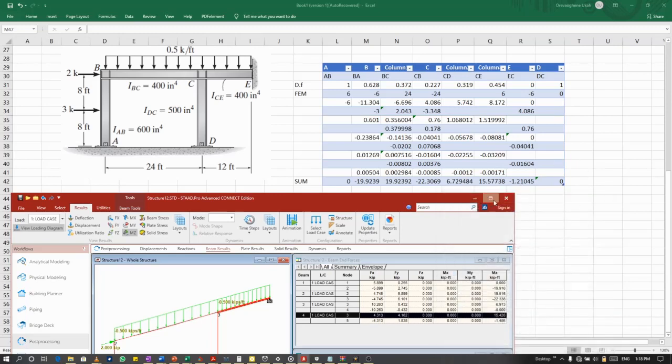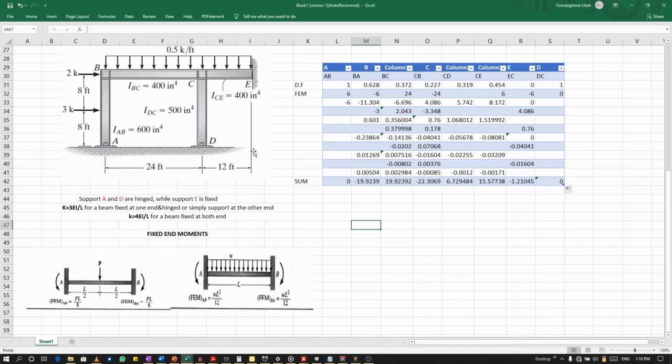So this is how you analyze an indeterminate frame using moment distribution. If you have any question, you can let me know in the comment section. I believe this tutorial will be able to help you understand how to use moment distribution to analyze a frame.